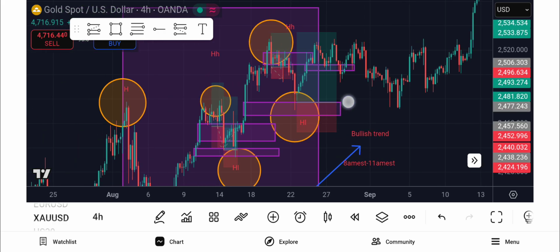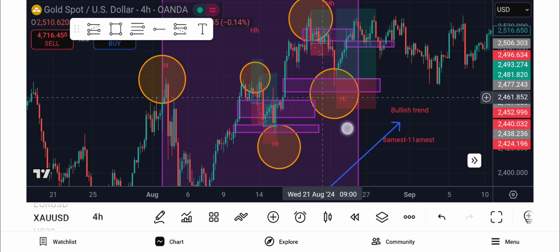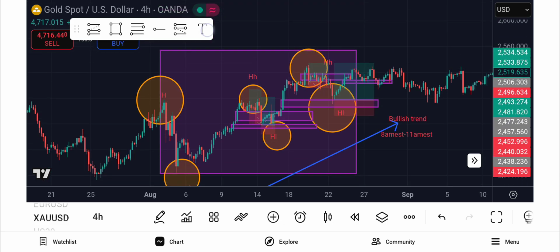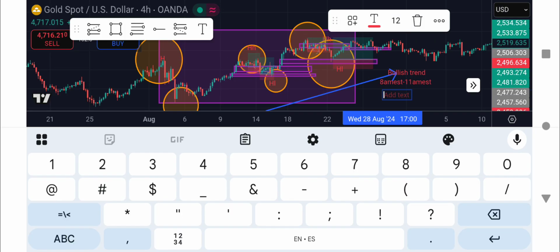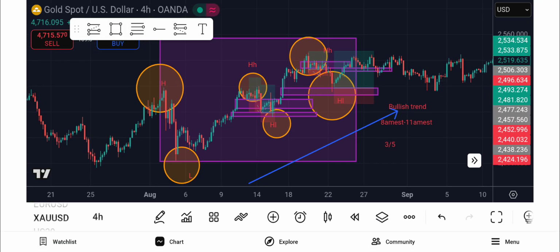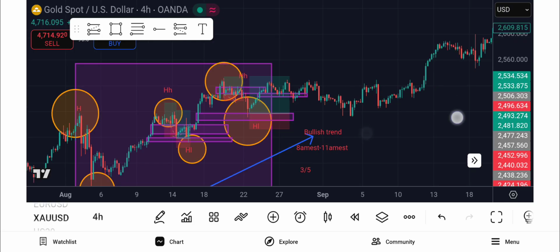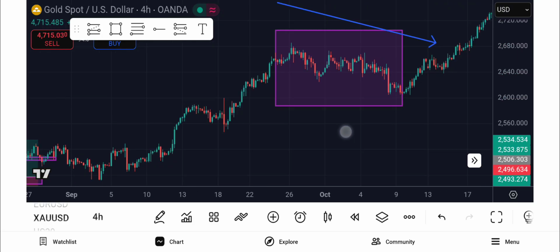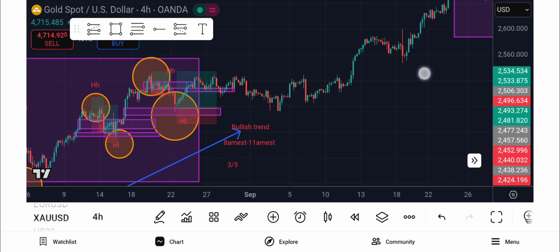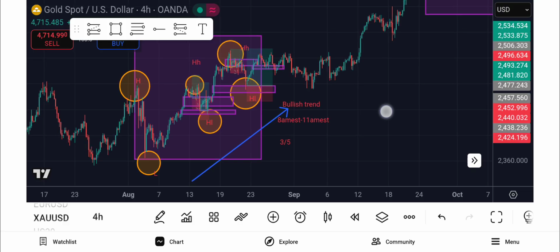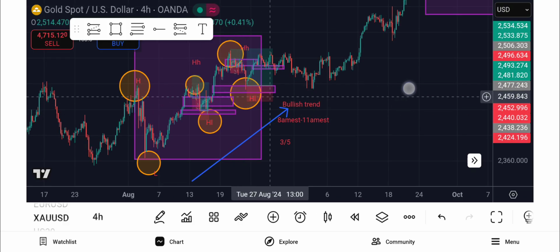Just for the sake of the video, within this you would have taken 5 trades, right? You would have lost 2, but won 3. So you would have been 3 out of 5 this week, right? And if you kept holding, you would be deep in profit, honestly. So that's a good win rate for this week for this bullish trend.